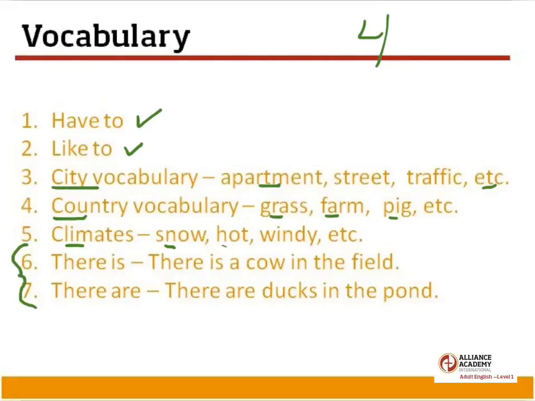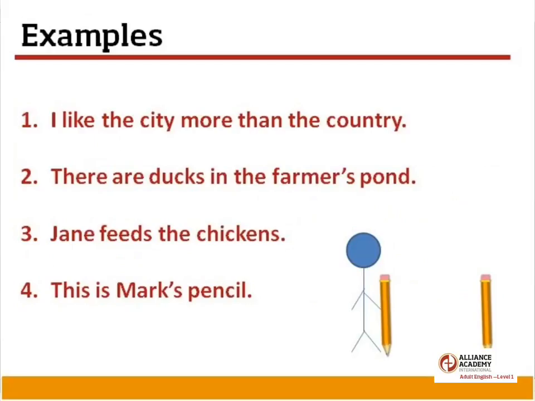The example here is, there is a cow in the field, and there are ducks in the pond. And again, if you don't know some of these words like ducks or pond or cow or field, make sure that you're studying at home in your textbook so that you know these vocabulary words in class.